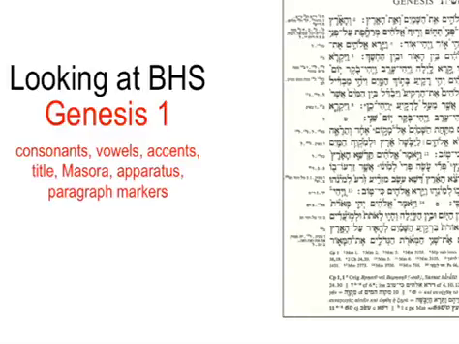But we also see a number of other features on the page that we need to talk about. There's the title of the book, the Masorah, the apparatus, and paragraph markers. So as you look at this page, you're seeing as many as 1, 2, 3, 4, 5, 6, 7 different layers of information. Seven different layers of information. So let's peel some of those layers back and identify what we're looking at.